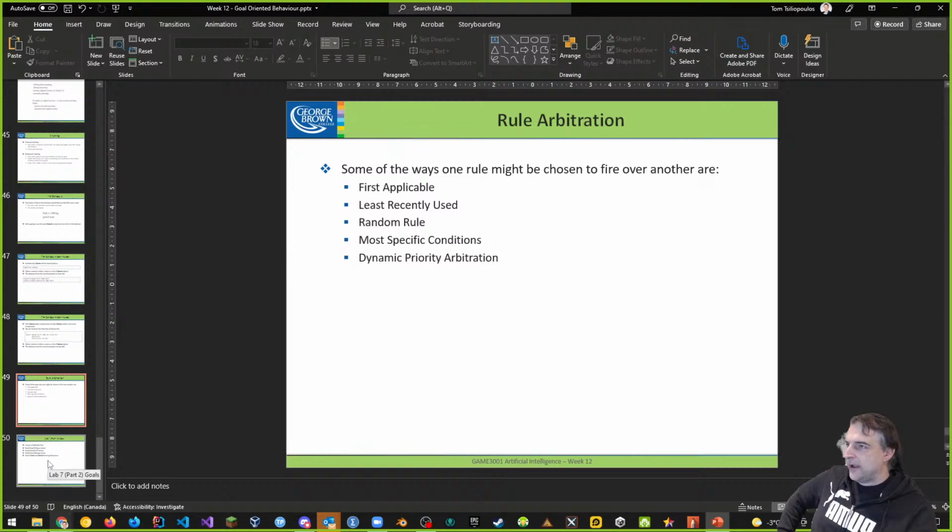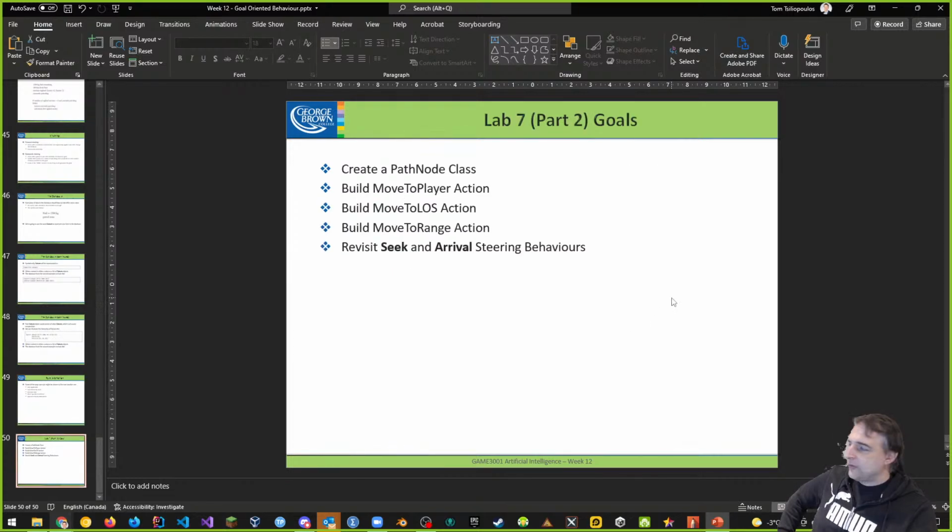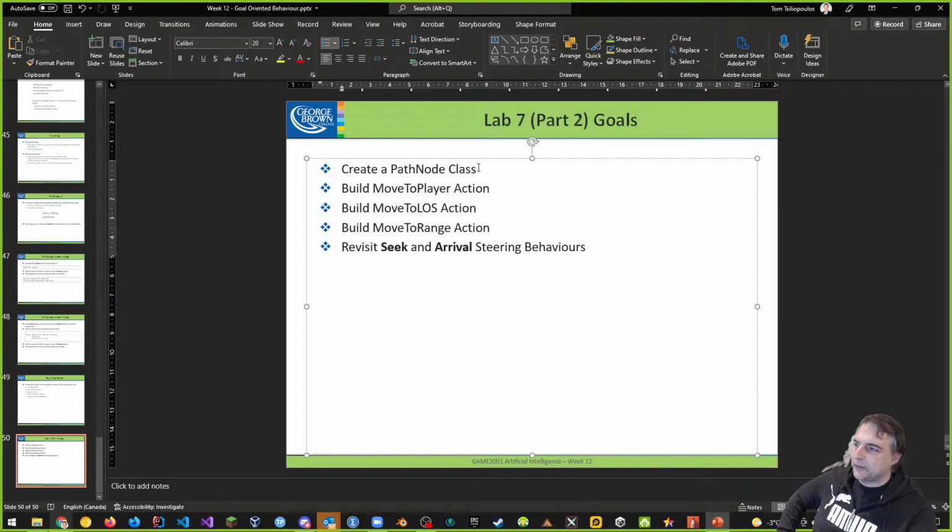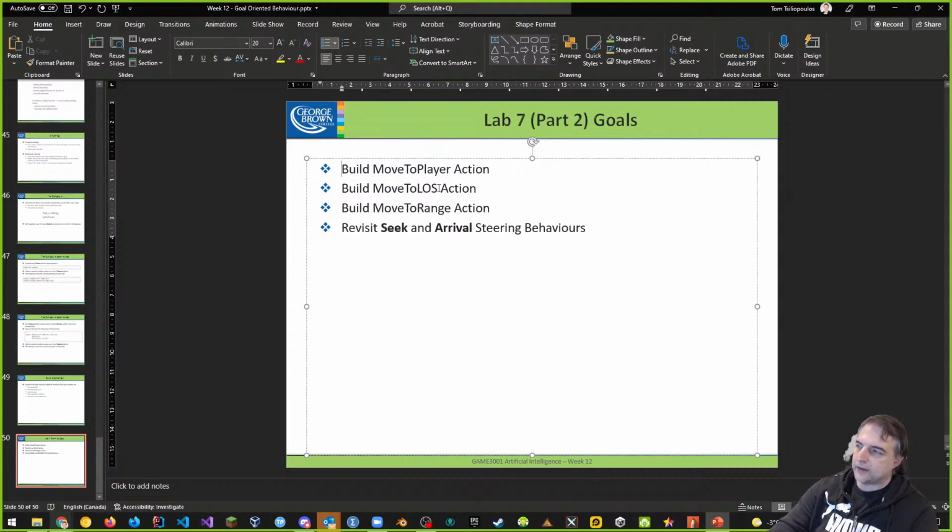All right, so let's talk about Lab 7 briefly. And again, Alex is going to give you more details about this as we get closer. We created a path node class already. That's something that we did. We're going to build move to player action or something like this. There's a few actions that we talked about, right? So move to player action, move to line of sight action, move to range action. We haven't really done those yet. And remember, we have a series of conditions, and those actions are something that we've asked you to do for your assignment 4, right? So we're going to build some of these to help you with how assignment 4 can be done.